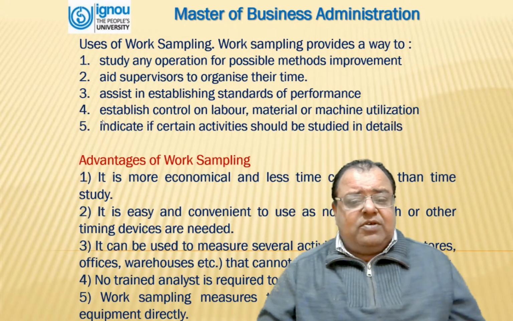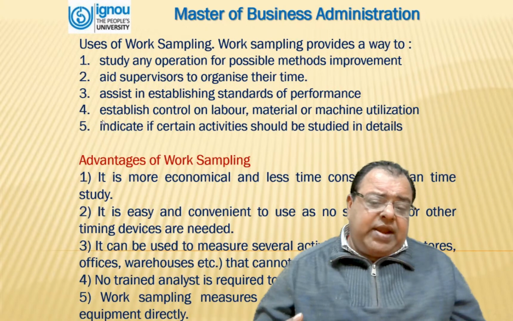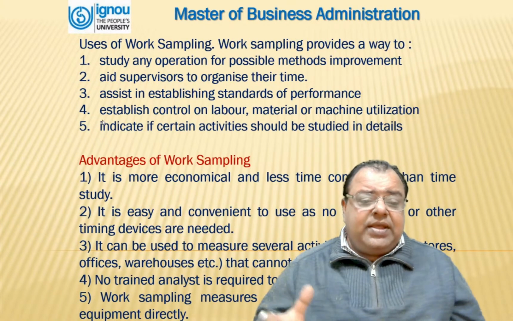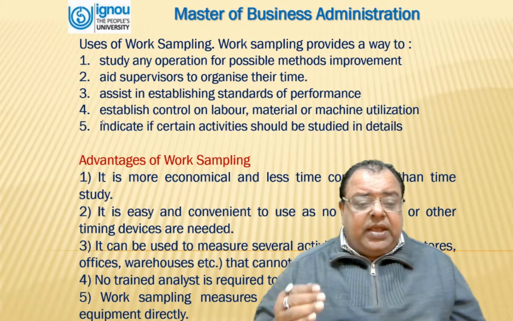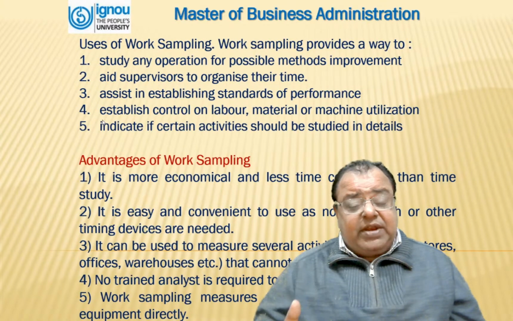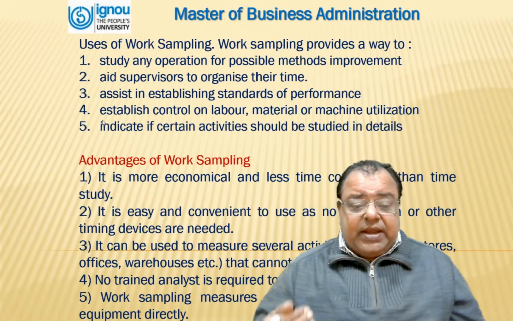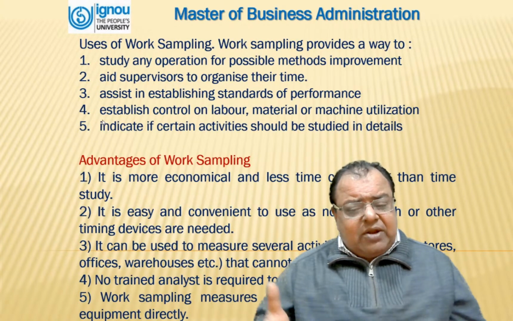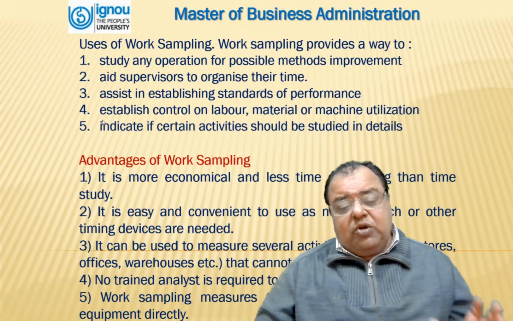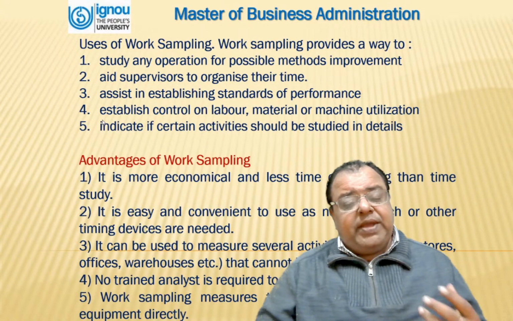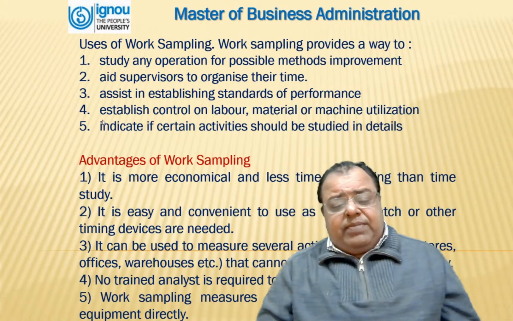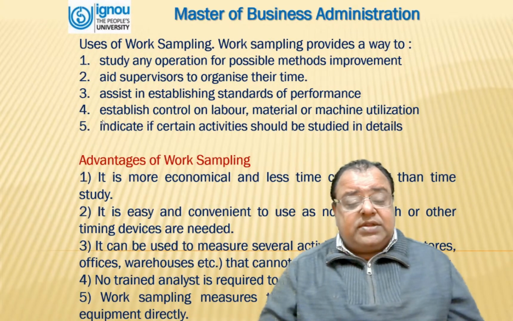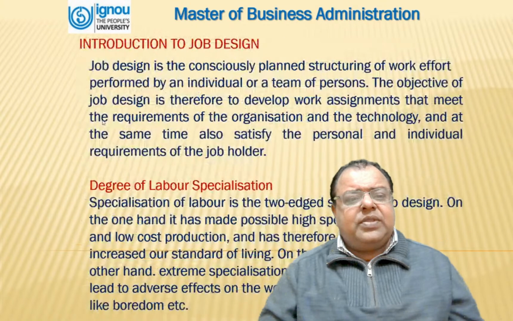What are the advantages of work sampling? It is quite economical and less time consuming than time study. It is usually easy and convenient to use as no stopwatch or other timing devices are needed. It can be used to measure several activities such as retail stores, offices, warehouses that cannot be measured by time study. No trained analyst is required to make observations. Work sampling measures the utilization of workers and equipments directly.